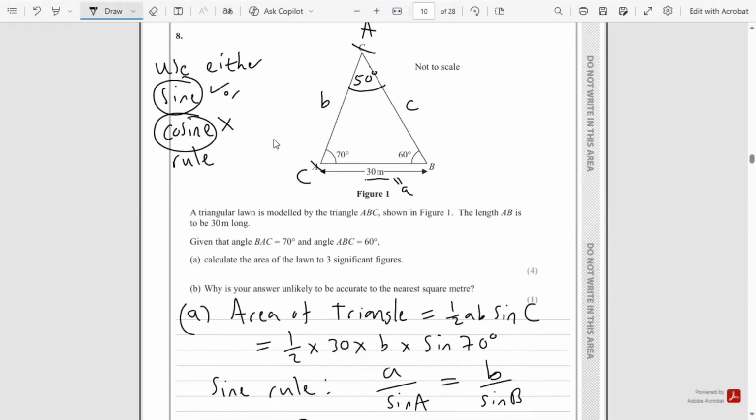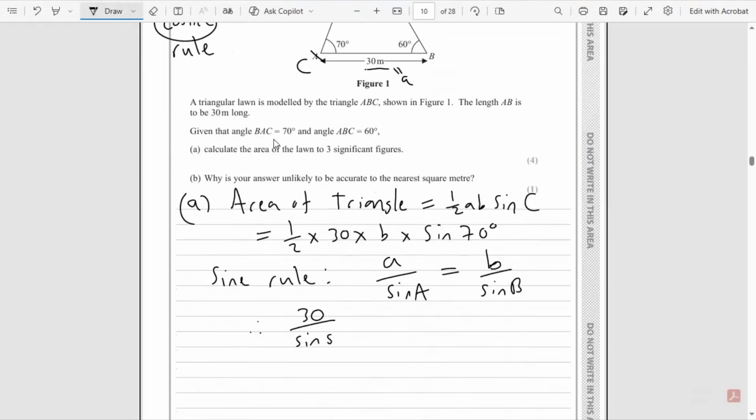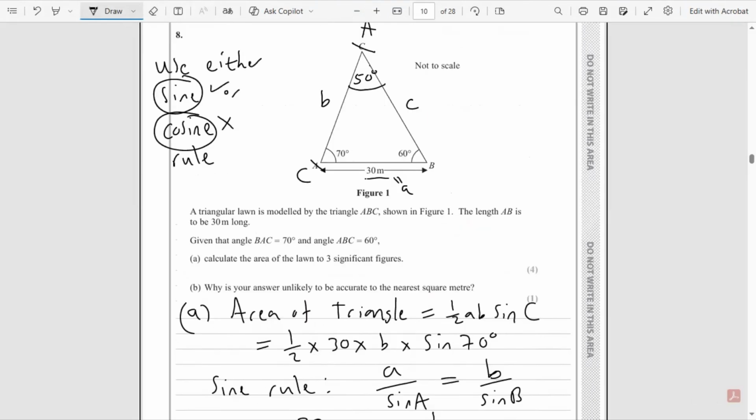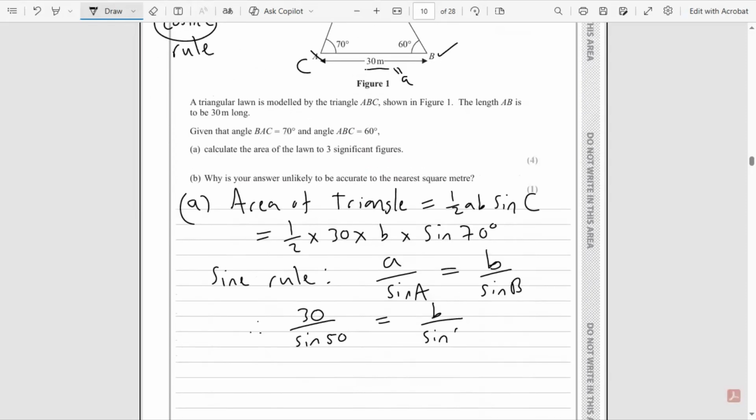So we have 30 over sine 50 is equal to b over sine b, but b is 60 degrees. If we go back to the diagram, you can see that b is 60 degrees. So sine 60 down here. Now we can multiply the sine 60 over to the left side. So that means that b is equal to 30 sine 60 divided by sine 50.